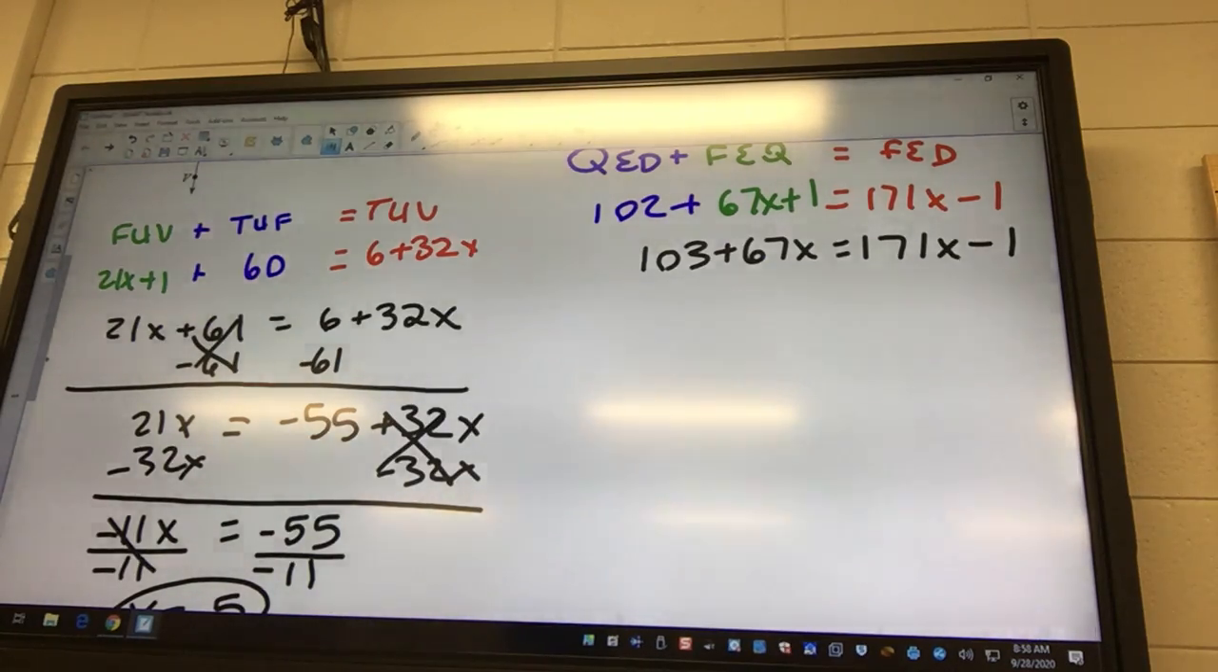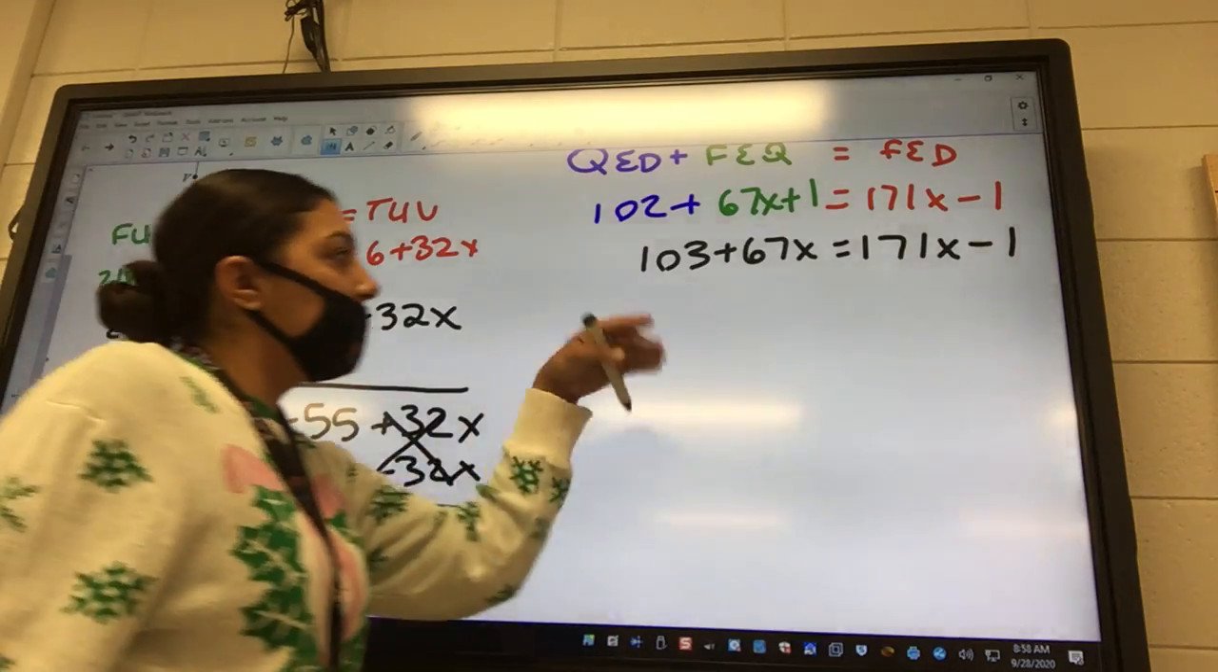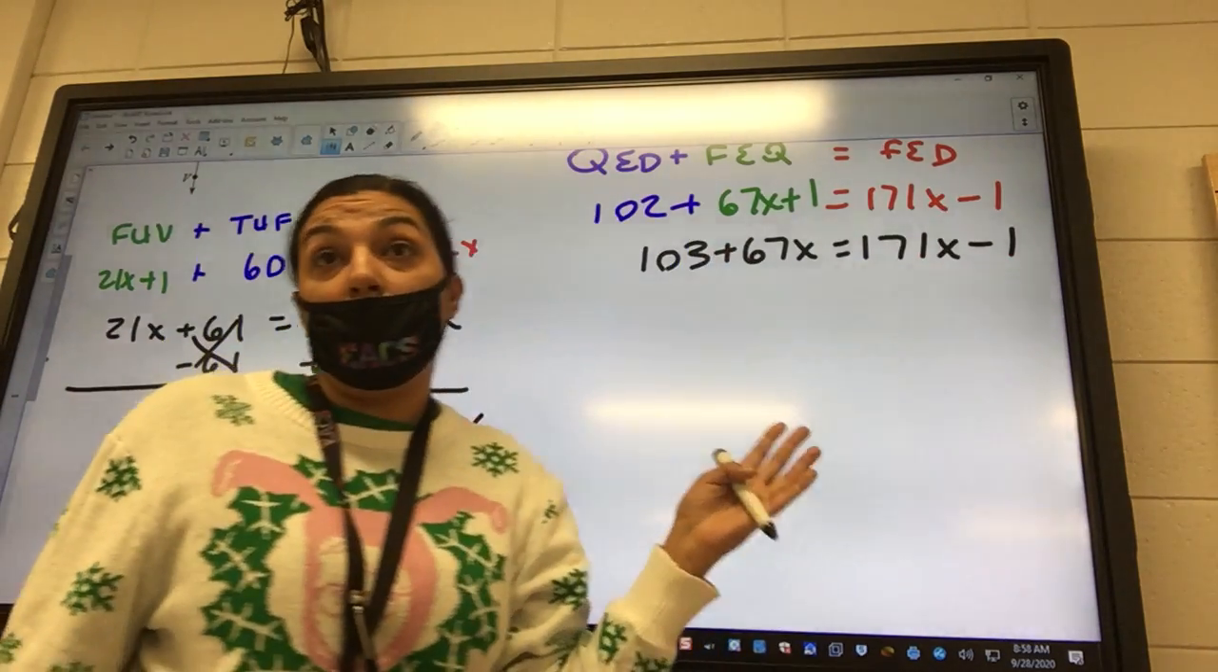Okay, now, where do our numbers go? Where do our letters go? Numbers to the right and letters to the left. Okay, so let's start. We always start on the left side because that's how we read. Well, that's how you should read if you know how to read.